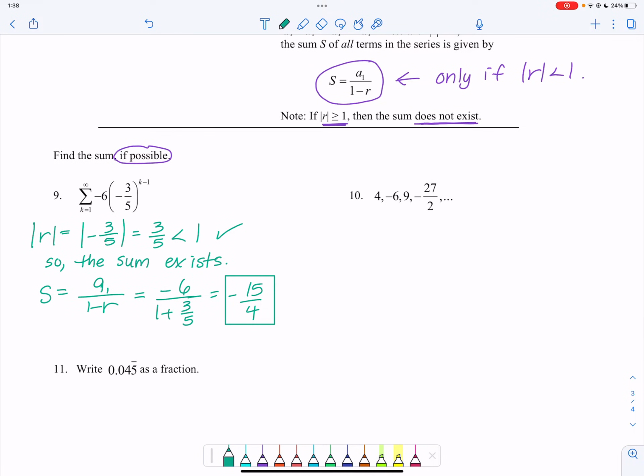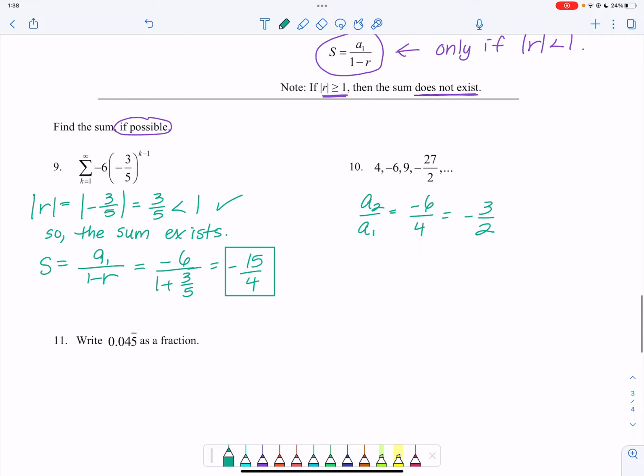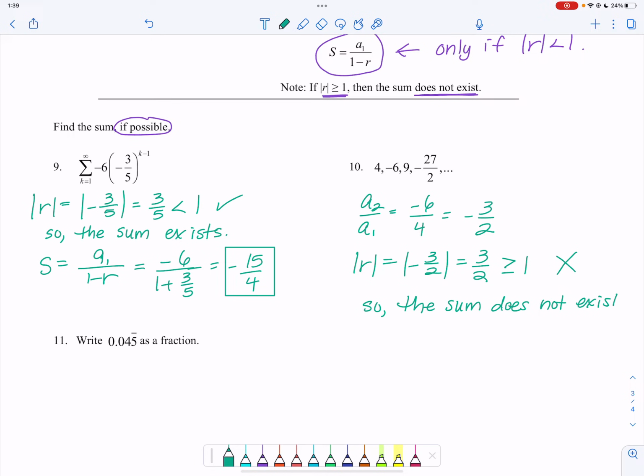Okay, let's do the same here. The absolute value of r, you can see here if we take a sub 2 divided by a sub 1, and we have a negative 3/2. Well, the absolute value of r is equal to the absolute value of negative 3/2, which is equal to 3/2, but that's greater than or equal to 1. So the sum does not exist. We can't find that sum.